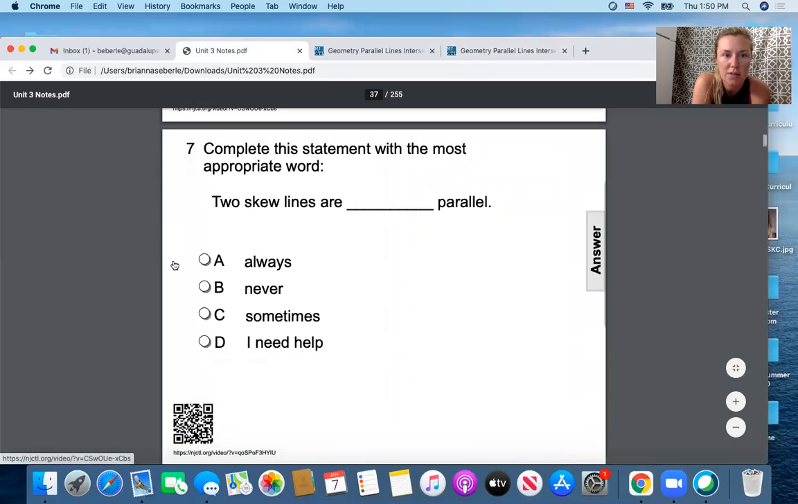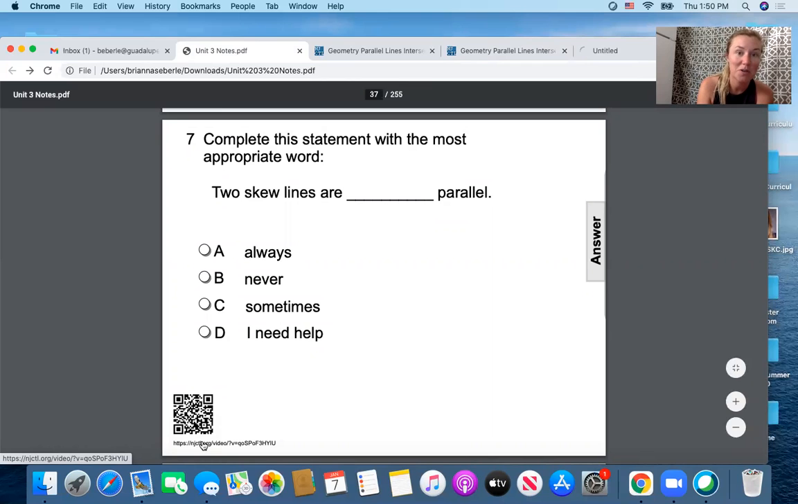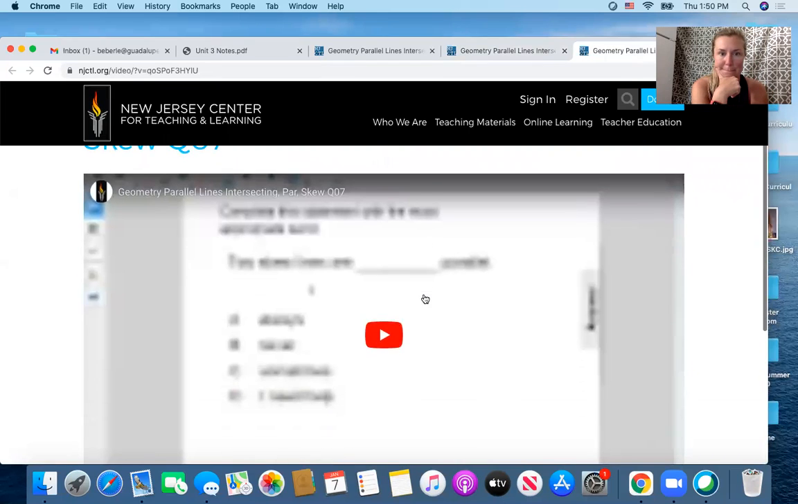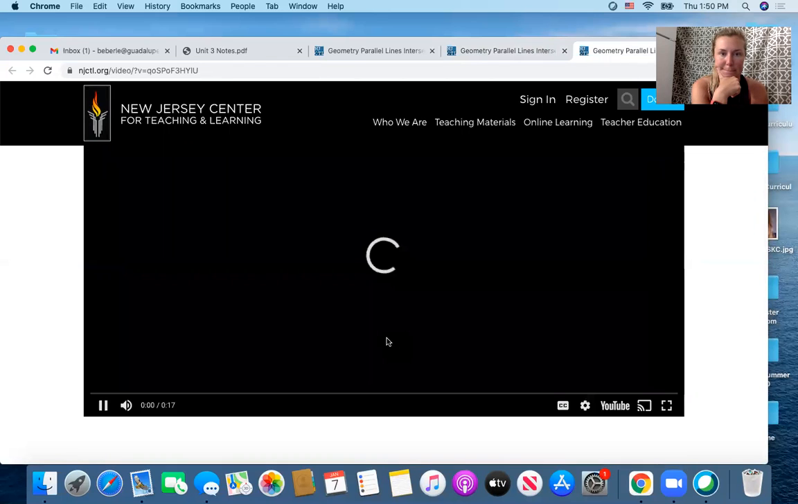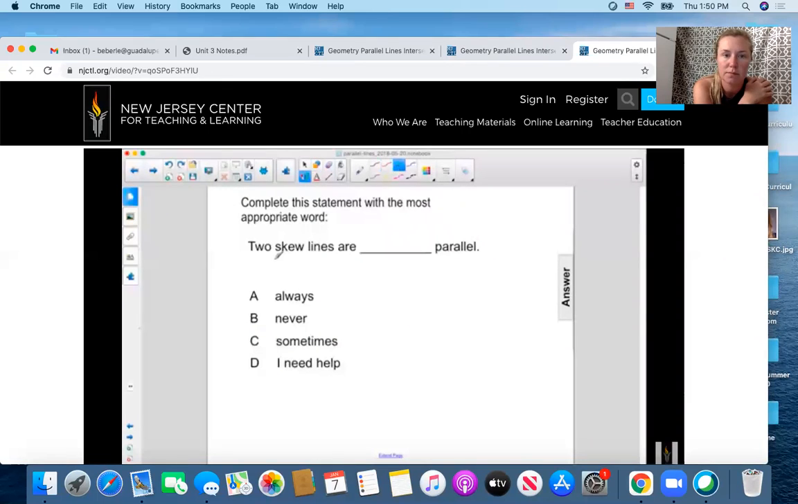All right, and last question. Complete the statement with the most appropriate word. Two skew lines are blank parallel. I think this one should be a really easy one for you guys. Two skew lines are never parallel. Otherwise, they would just be called parallel lines. So skew lines are never parallel.